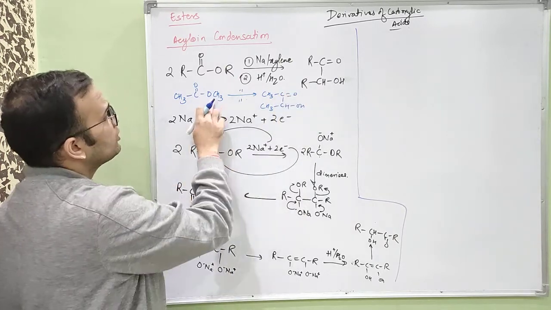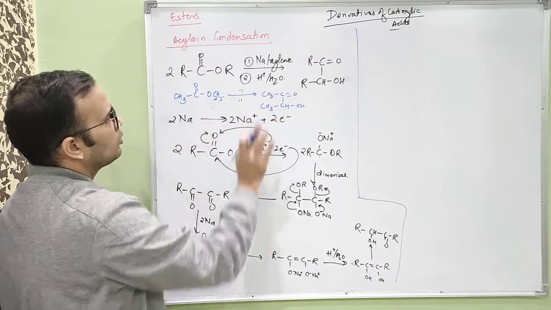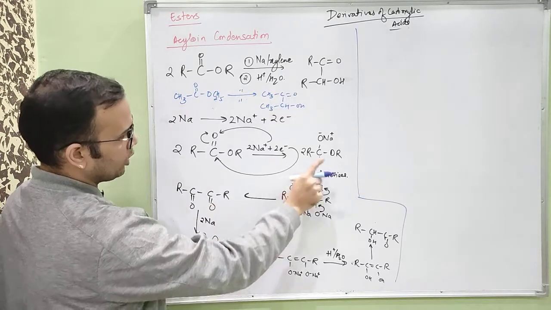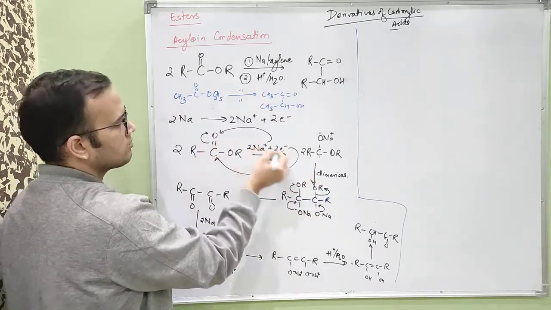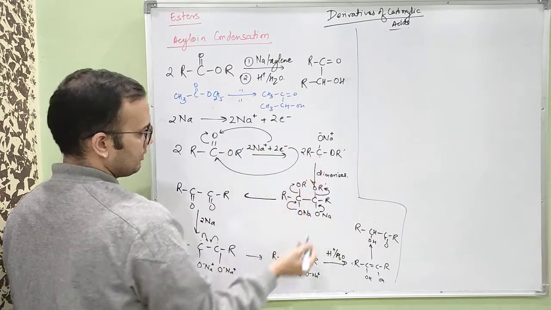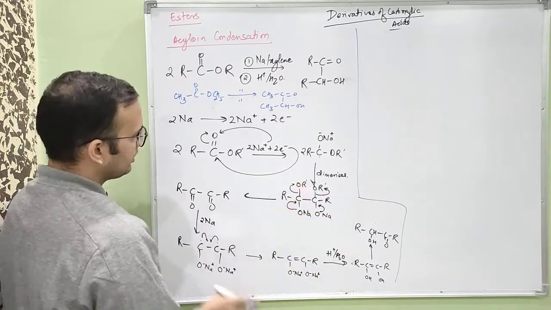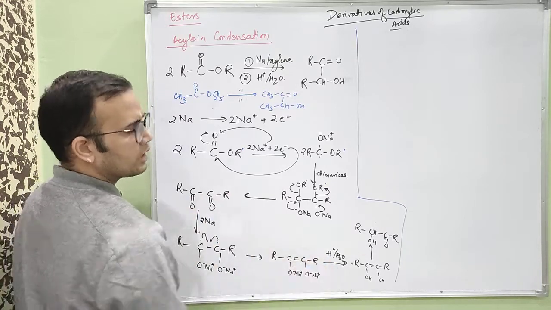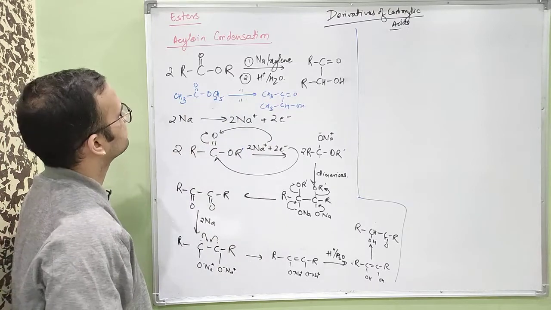Even if you change this, like you change it to C2H5, there will be no change in the product, because this particular R is getting lost. Let's consider this to be R dash. Once you have lost it over here, you don't have to worry about it in the subsequent steps. Got it? This is where we are.